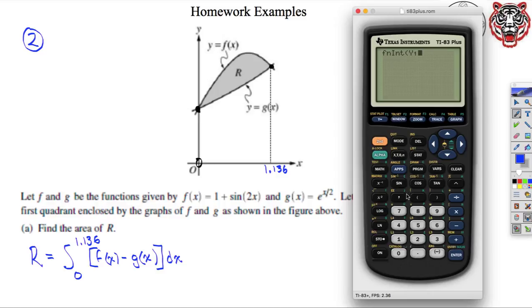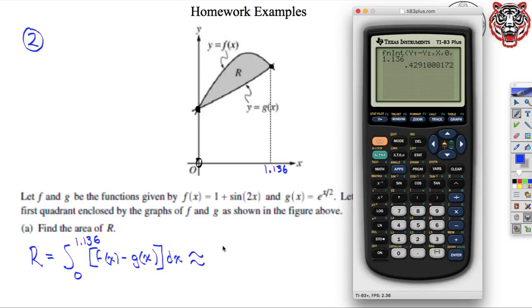And is that it? No. I want to do y1 minus y2. So vars right, enter 2. y1 minus y2, and then that's with respect to x. What are my bounds again? 0 to 1.136. All right, let's see what that gives us. I got that. Awesome, that's what we should be getting.